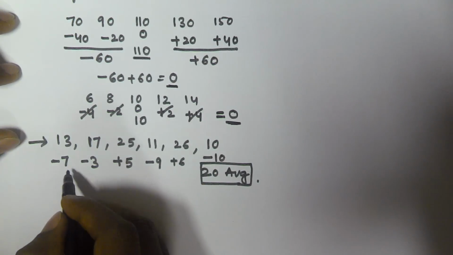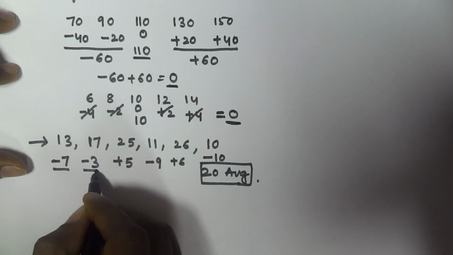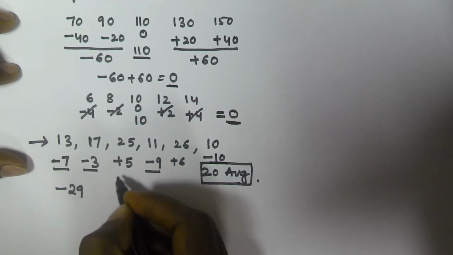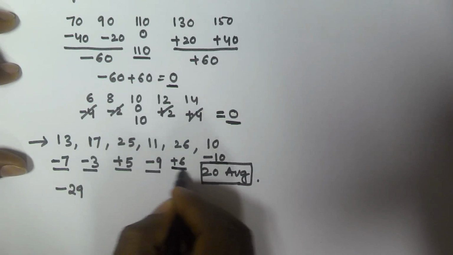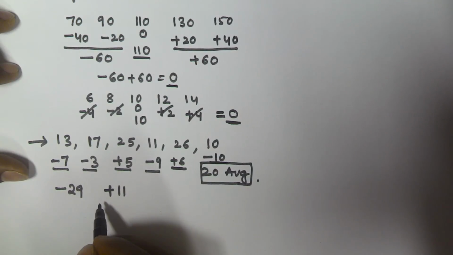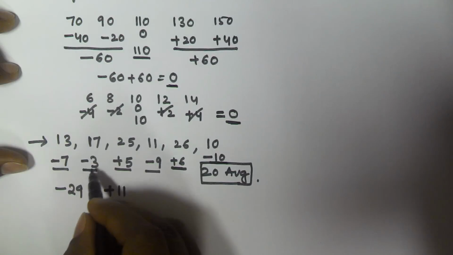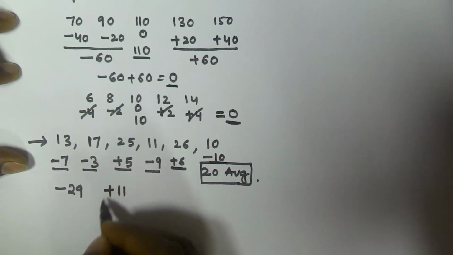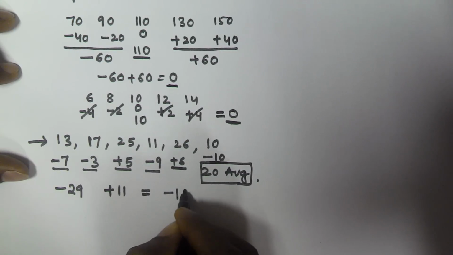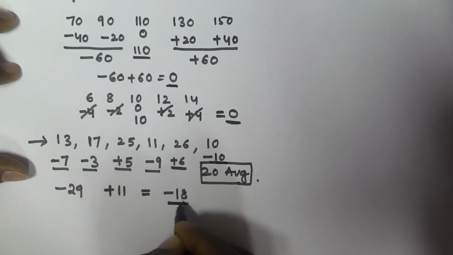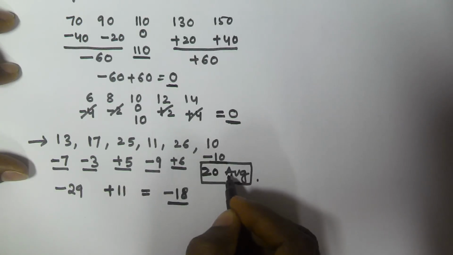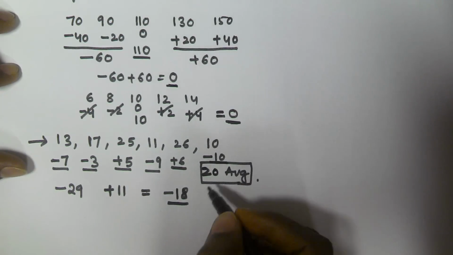Here the sum of the negative deviations is minus 7, minus 10, minus 19 and minus 29, so minus 29 in total. The positive deviations we have are plus 5 and plus 6, so plus 11. Together the sum of the deviations is going to be minus 18. But actually we should get 0 here, and we are getting minus 18. That means 20 is not the actual average.